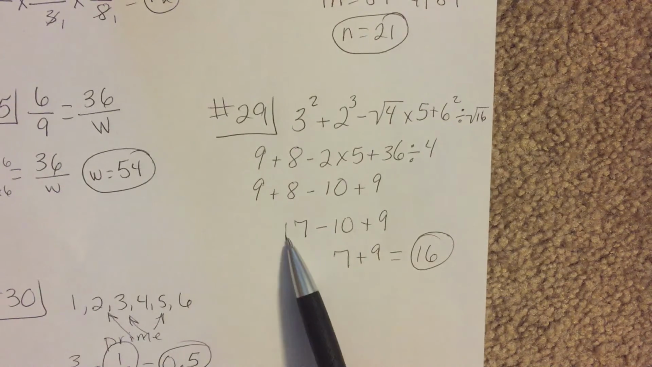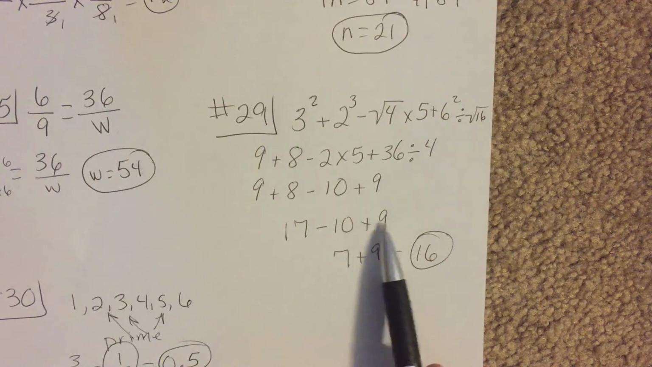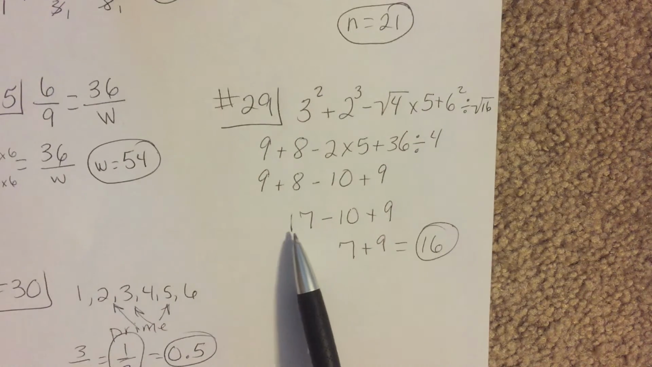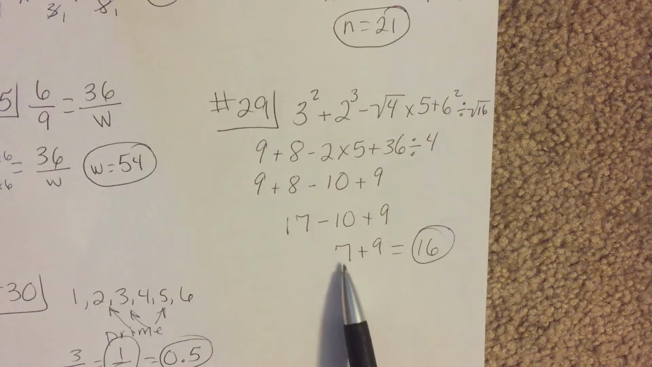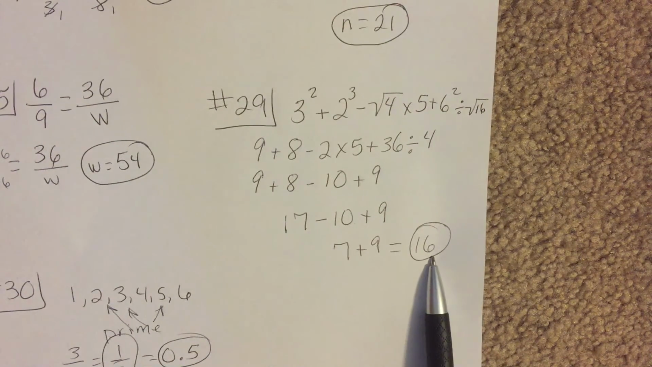Okay, 9 and 8 makes 17. I rewrote minus 10 plus 9. Now I'm going to add and subtract from left to right again. 17 minus 10 is 7 plus 9. Final answer is 16.